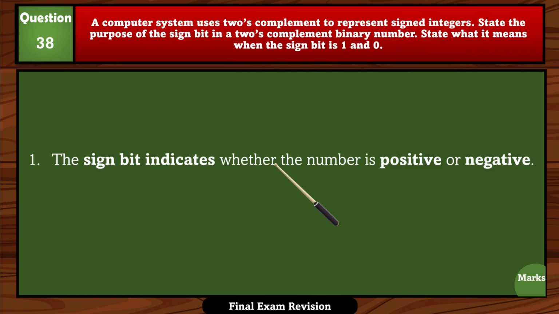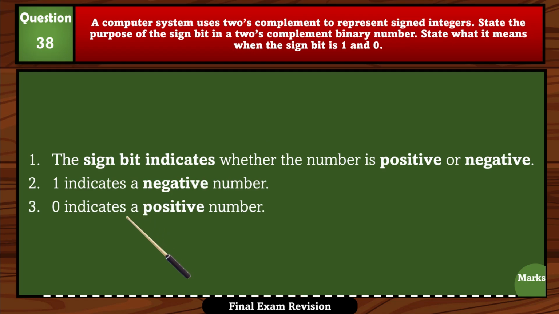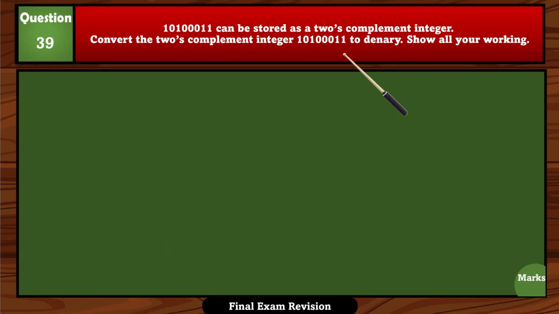So the sign bit indicates whether the number is positive or negative. If the sign bit is 1, it indicates the number is negative. If the sign bit is 0, it indicates that the number is positive. Okay. So now we have this number that can be stored as a two's complement integer. Convert the two's complement integer, this number, to binary and show all working.